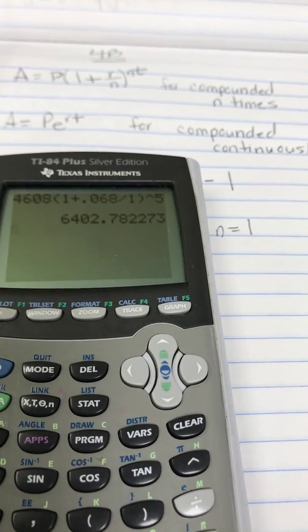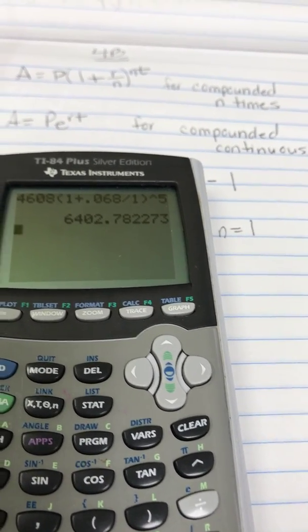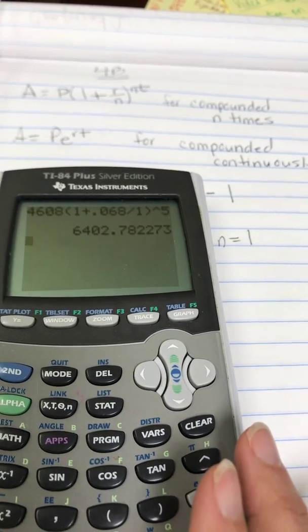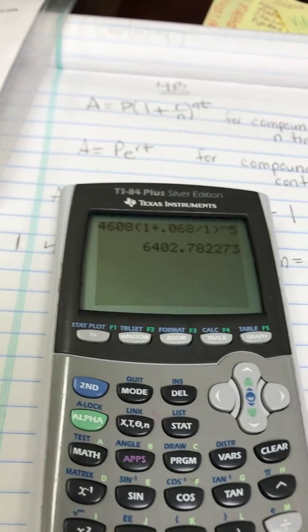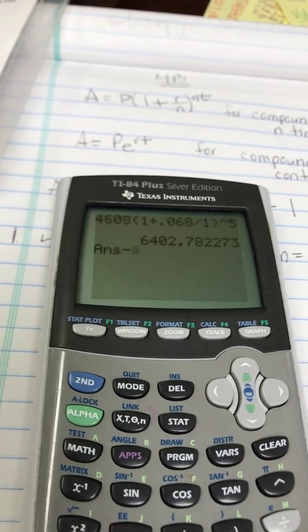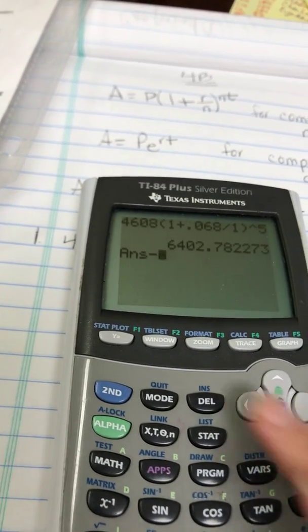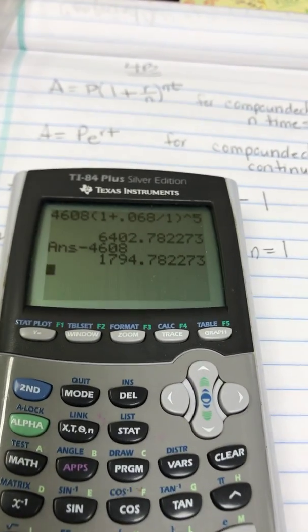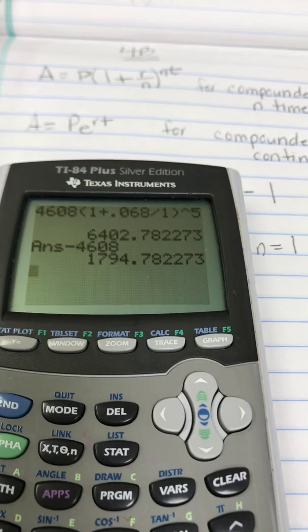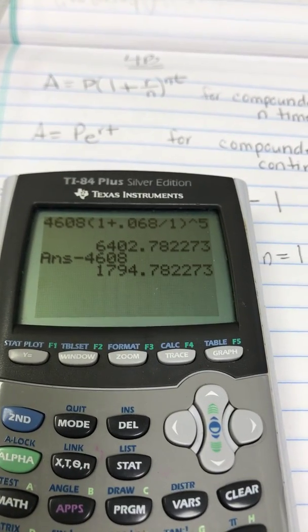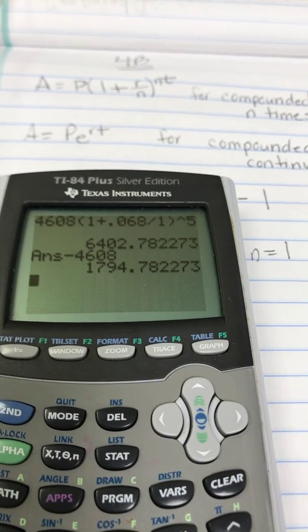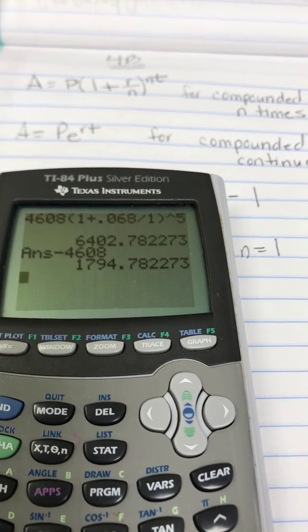Actually, quite a few of you got the first scenario 1 pretty good. So that's that correct answer, and then they want to know how much interest is. Well, her loan amount was for $4,608. Therefore, the interest is that leftover part, $1,794.78. So it's the total minus the PV, that principal value there.